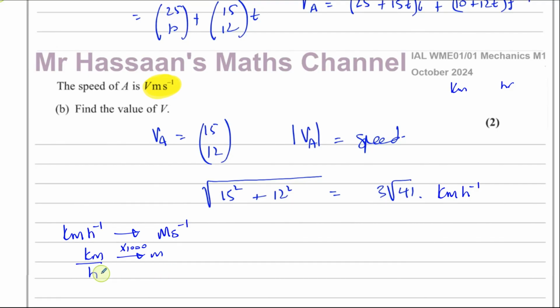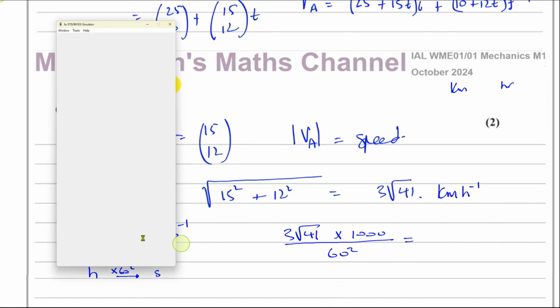Okay, and we change hours into seconds by multiplying by 60 squared. So we're going to take 3 times root 41. We're going to multiply it by 1,000. That will change it from kilometers per hour into meters per hour. And then we divide by, why divide? Because it says per hour. So it's the denominator. So we divide by 60 squared. So that's going to give us our answer in the correct unit.